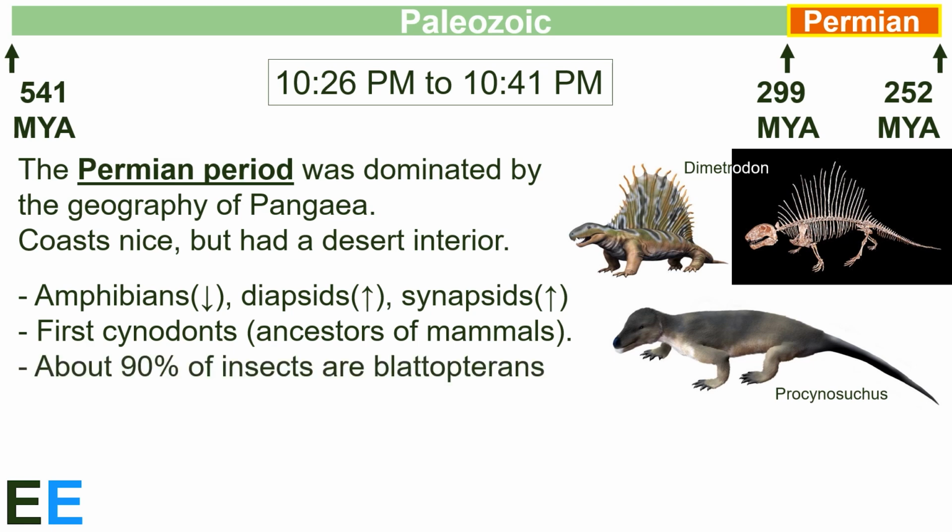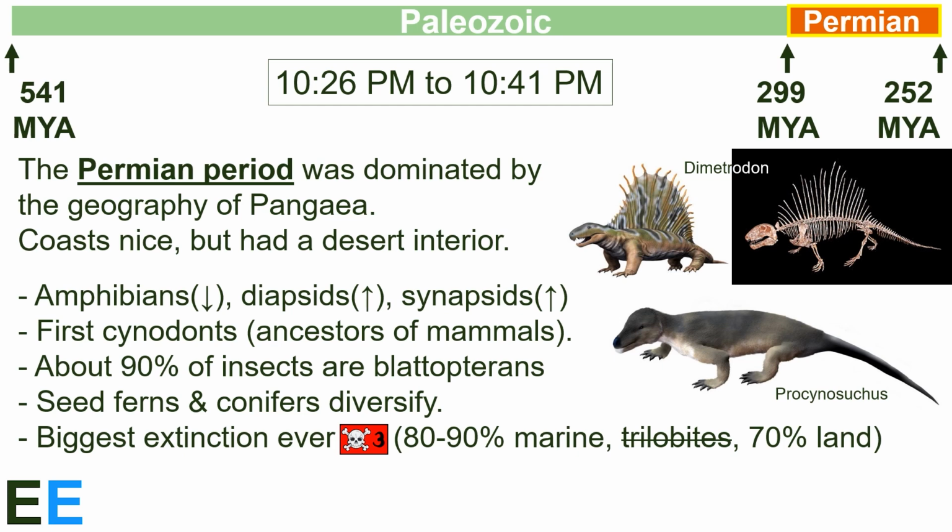Insects are starting to diversify, but about 90% of the insects seen are Blatopterans, which look like modern cockroaches. Plants are also evolving. During this period, seed ferns and conifers diversify. The Permian ends with the biggest extinction event in Earth's history.